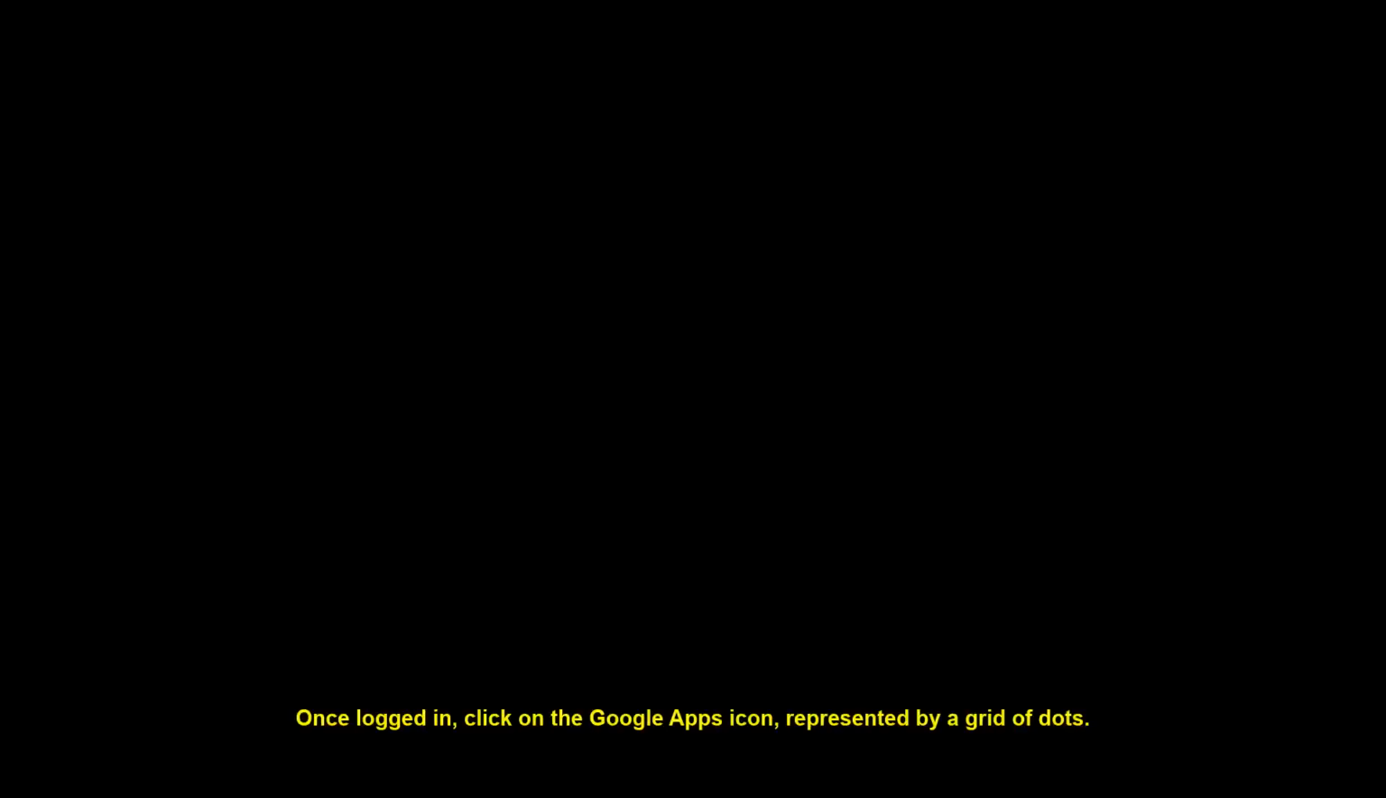Once logged in, click on the Google Apps icon, represented by a grid of dots. Scroll down or search for Sheets and click on the Google Sheets icon. You will be taken to the Google Sheets homepage, where you can see a list of your existing spreadsheets.